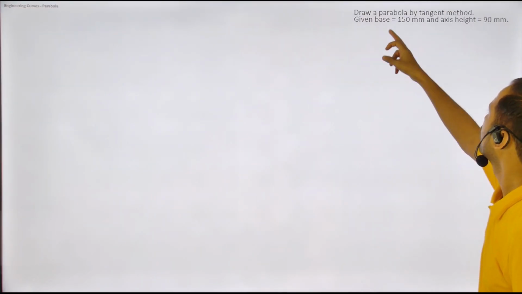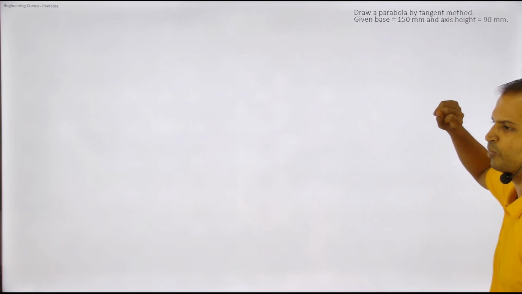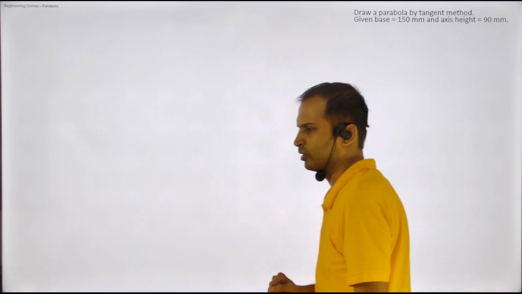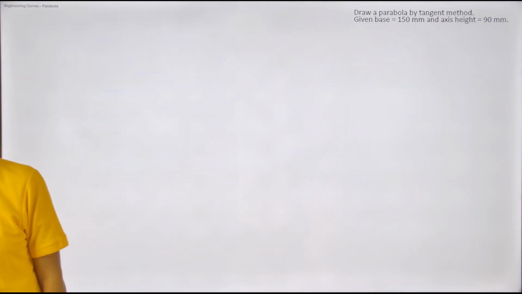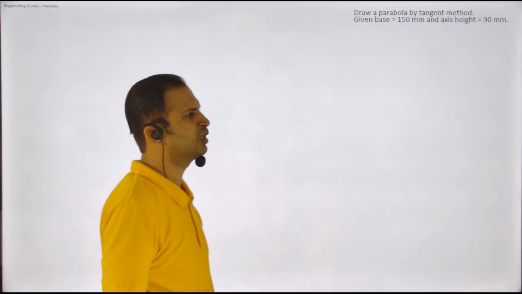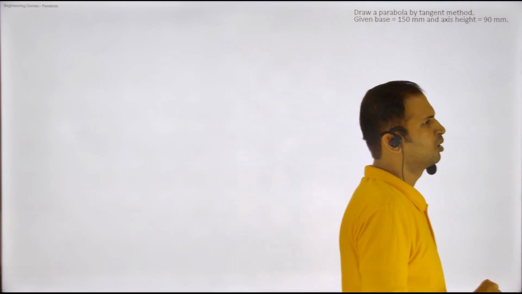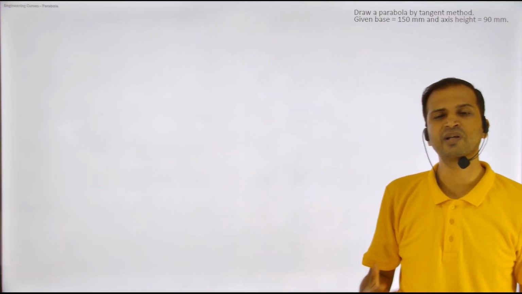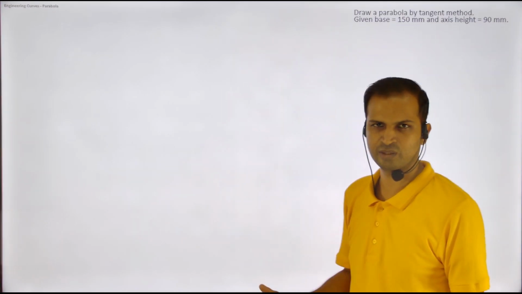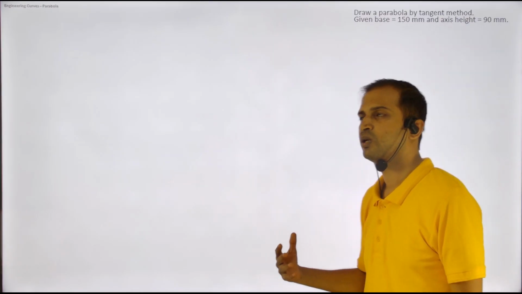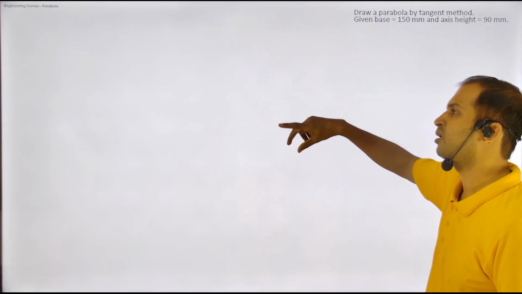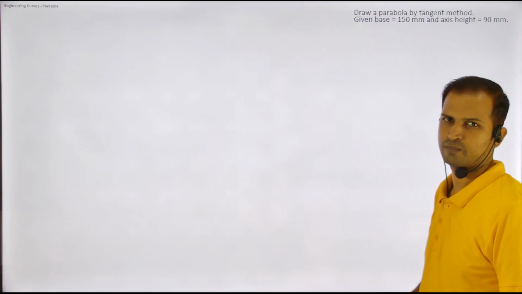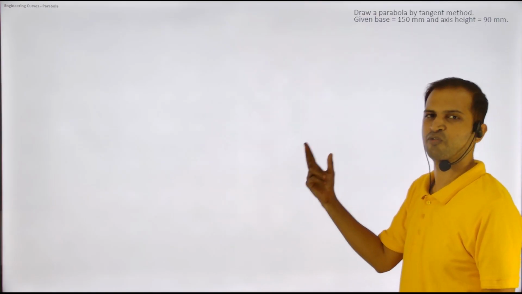Now the question is, draw a parabola by the tangent method. The method mentioned here is the tangent method, and the base is 150, axis height is 90 mm. The tangent method is the one in which we do a geometrical construction where the height is taken as double. Suppose it is 90, we take 2 times 90. If it is 40, we'll take 2 times 40. And then we proceed with the construction of the parabola.